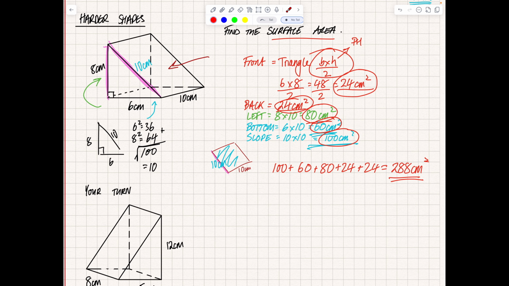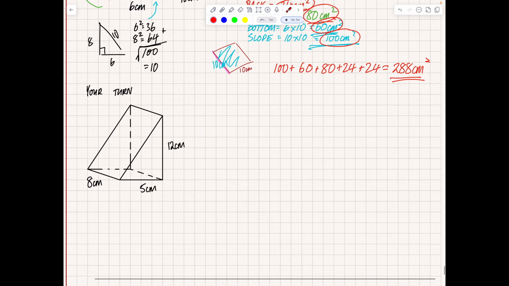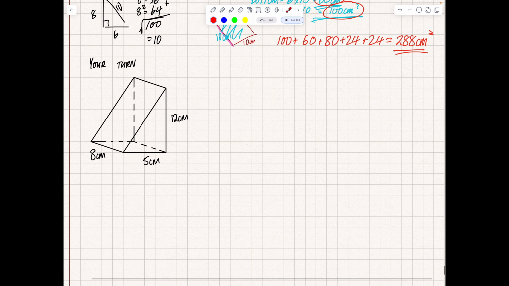So make sure you understand how to use Pythagoras. Okay, cool. Have a go at this one then. Pause the video, give it a go, see if you can figure it out, and then we'll go through the answer. So pause the video, have a go now. Okay, hopefully you've had a chance.